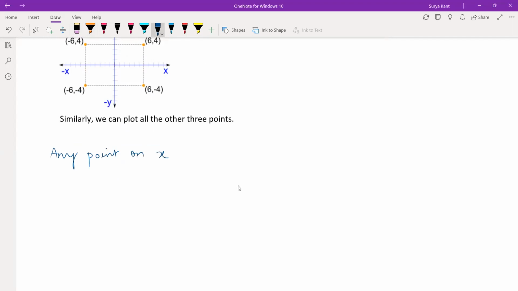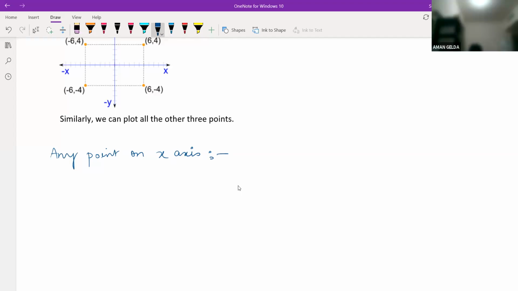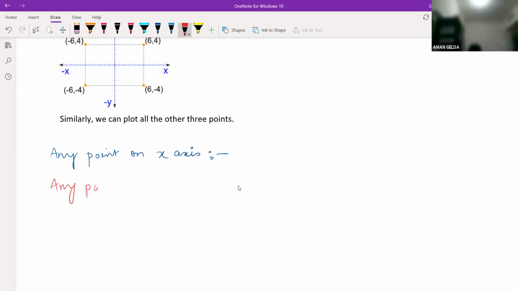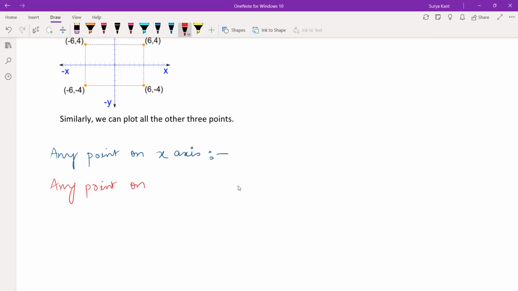Any point on the x-axis. Write in the chat box. Any point on the y-axis, what can be there? Then a line parallel to the x-axis. A line parallel to the y-axis. That's the four things we should learn right now.